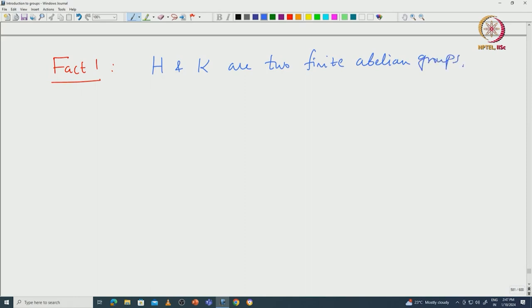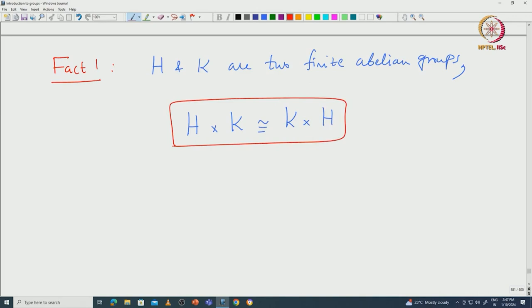So some of them are true even for general groups, but still, because we are dealing with only finite abelian groups, I am only stating it for the finite abelian groups. So you can immediately see that if H and K are two groups, then H direct product K is naturally isomorphic to K direct product H. So this is always true.